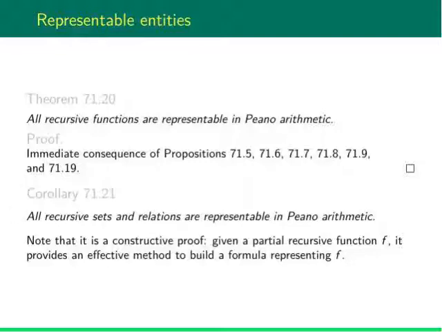As a corollary, all recursive sets and relations are representable. Note how the proof is constructive.